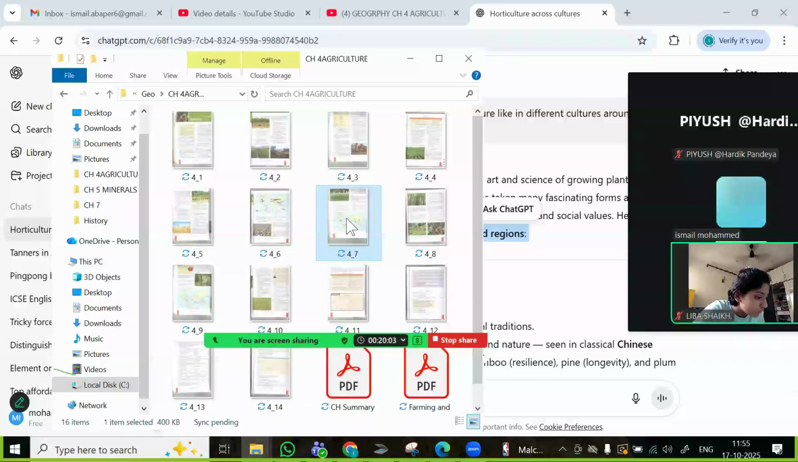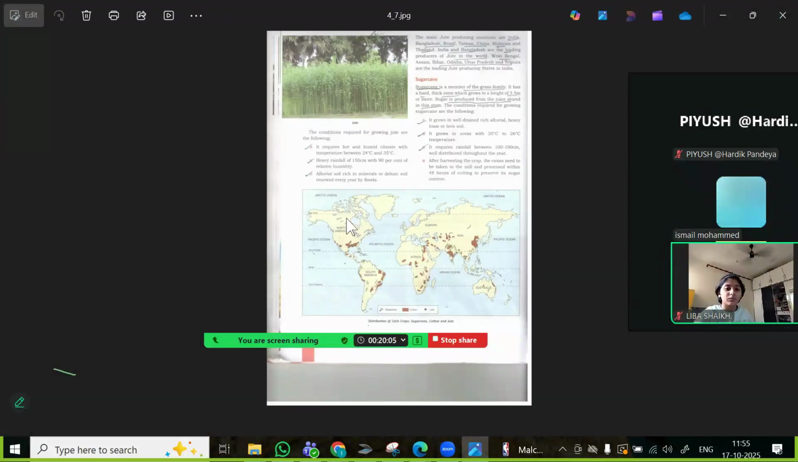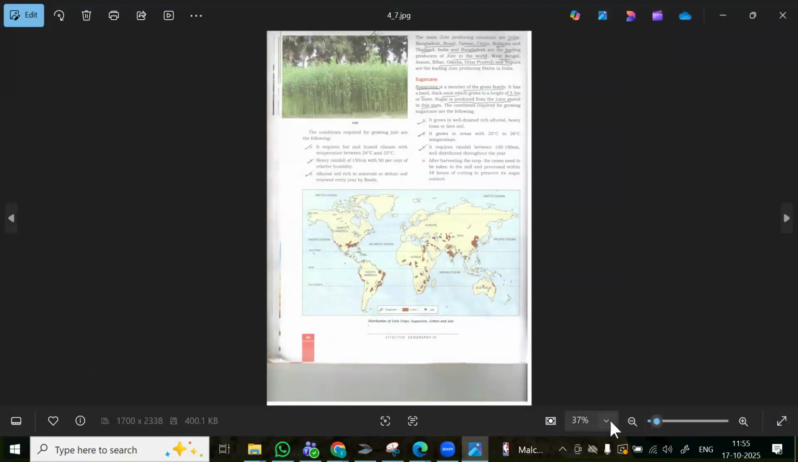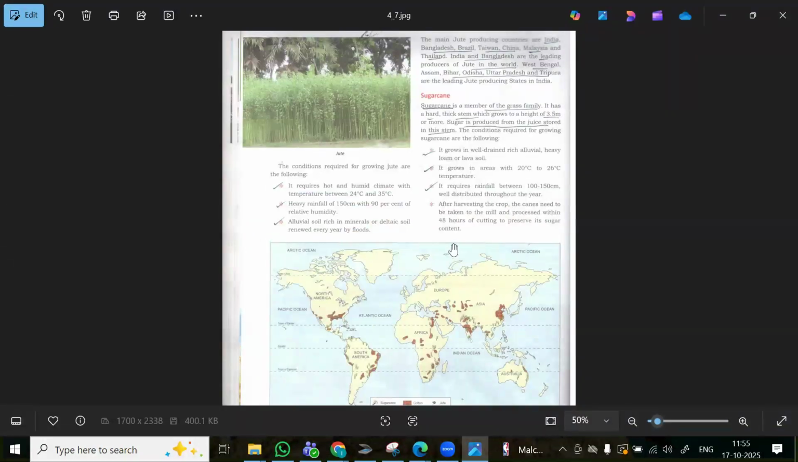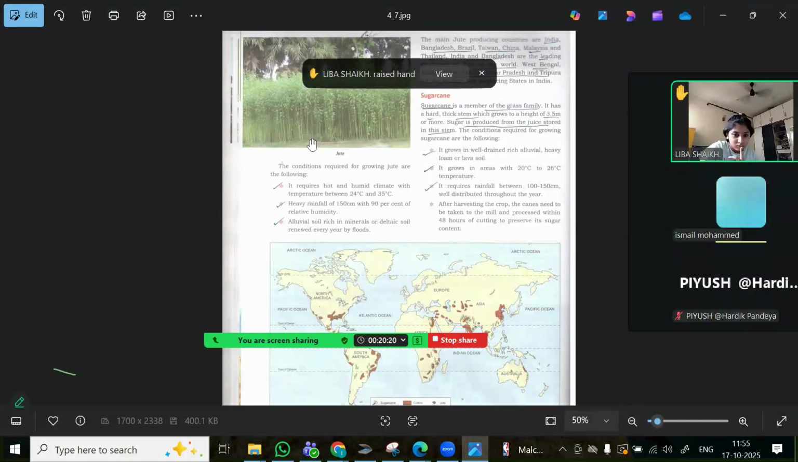So we go to the seventh page now, and the next crop that we see is... so you can fix in your mind how the jute crop looks like this. So based on the... yes, Liba.